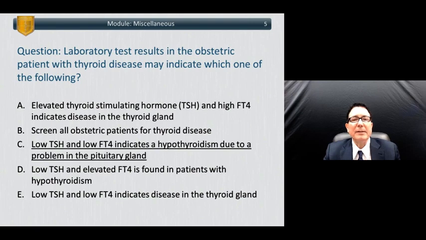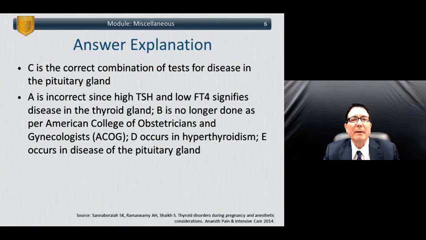The correct answer is C: low TSH and low FT4 indicates a hypothyroidism due to a problem in the pituitary gland. A is incorrect since high TSH and low FT4 signifies disease in the thyroid gland. B is no longer done as per the American College of OBGYNs. D occurs in hyperthyroidism, and E occurs in the disease of the pituitary gland.